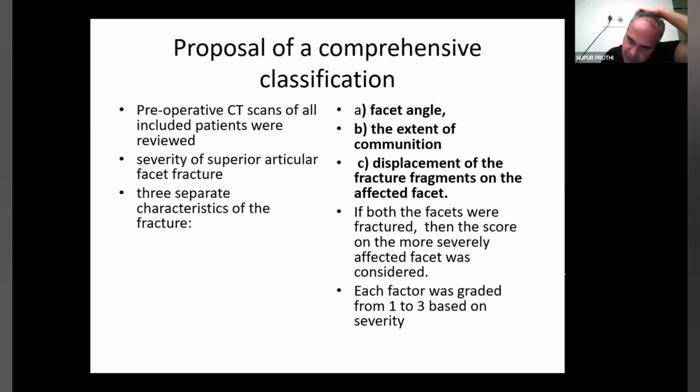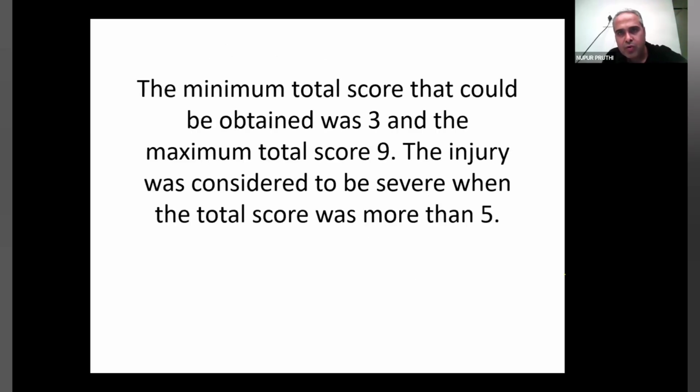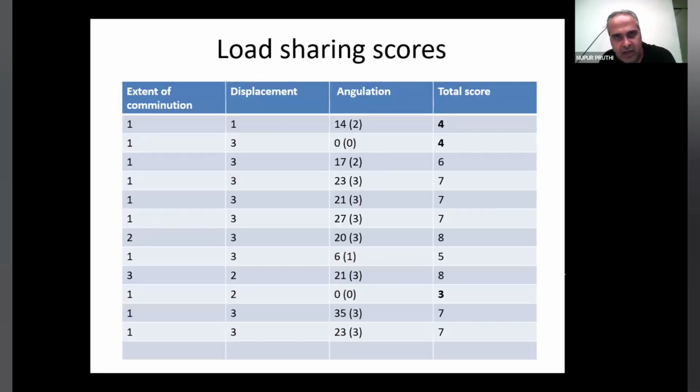Each factor was graded from 1 to 3 based on severity. The minimum score that could be obtained was 1, maximum 9. The injury was considered to be severe when the total score was more than 5. So this was the initial analysis of 12 patients, though now we have more than 25 cases, in which most of these were 5 or more than 5, but there were 3 patients which had a score of 4, 4, 3.